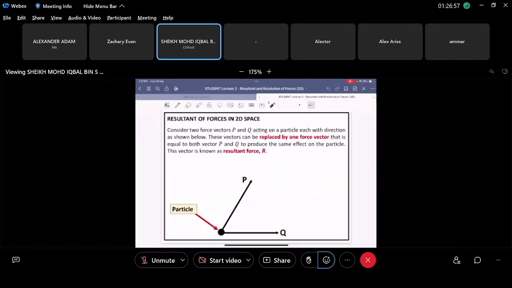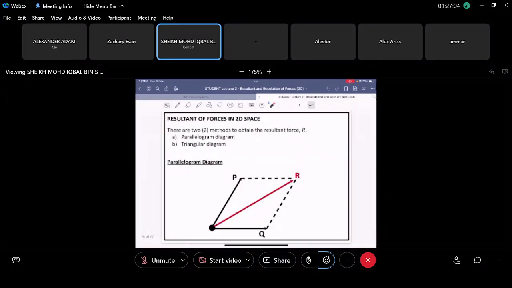So that's why we calculate the resultant force. So that's what we are doing now, for example. How do we calculate the resultant force? We have two forces here, P and Q, right? We can draw the resultant force. You can either use the parallelogram diagram or you can use the triangular diagram, right?